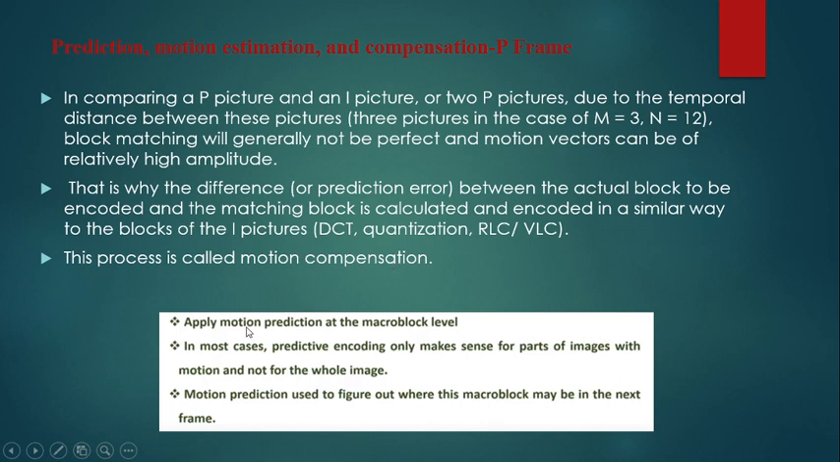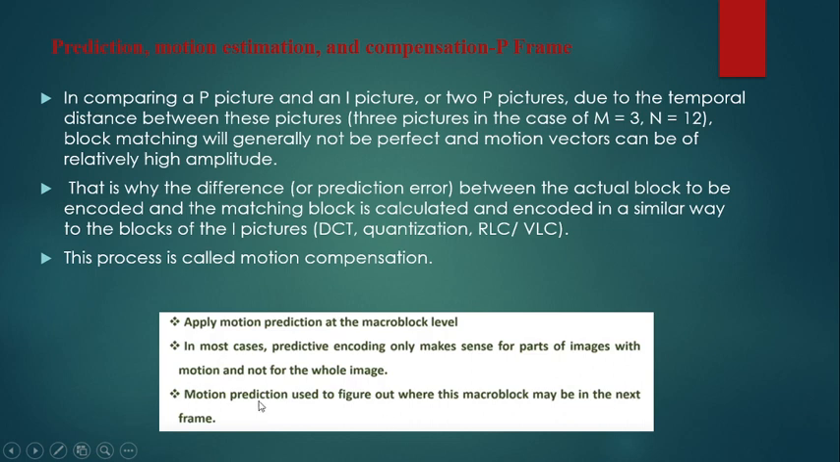So basically we apply the motion prediction at the macro block level, and in most cases this encoding takes place in case of the images with motion. That is when we are seeing two frames. For example, in the last lecture we have seen two frames where only the position of the sun was changing. So only in that we are comparing. So the motion prediction is basically used to figure out where the macro block may be in the next frame. So that is the motion prediction.